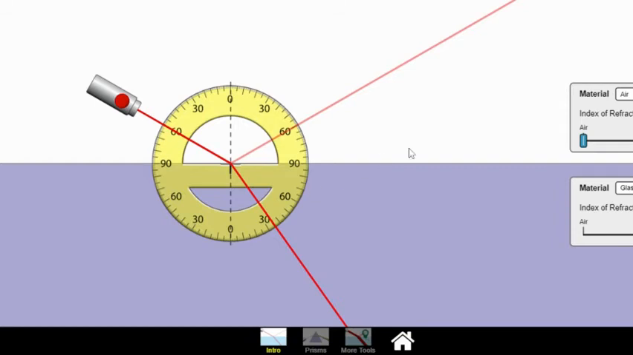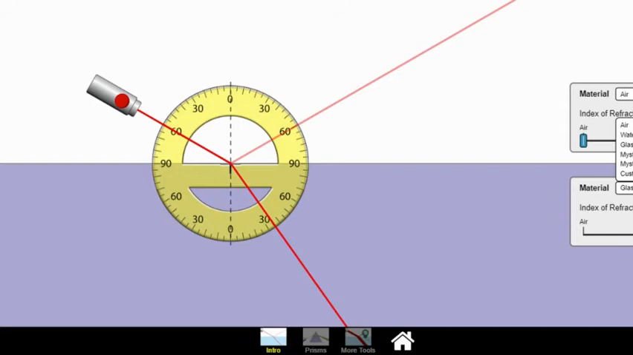Now, I'm going to do something neat here. I'm going to go right over here to this material. And instead of having glass at 1.5, I'm going to switch it to water. And you can see water right up here. All right, I'm not going to click on it yet, but water is only 1.33.